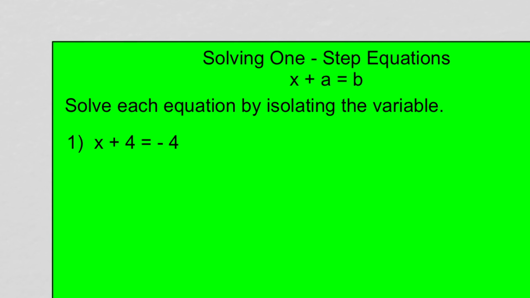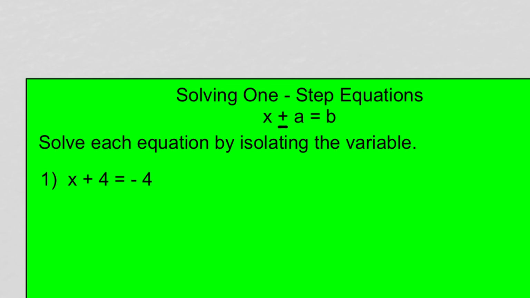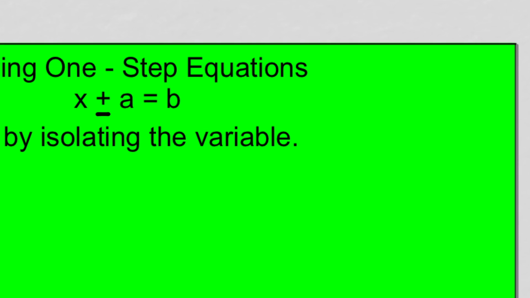This is the second video where we're solving one-step equations using addition and subtraction. X plus or minus A equals B. So some unknown number plus or minus another number equals another number. And the way we do these is by isolating the variable. When I say isolate, I mean make by itself. And when I say the variable, I mean like the X or the Y, the unknown number, or often just referred to as the unknown.